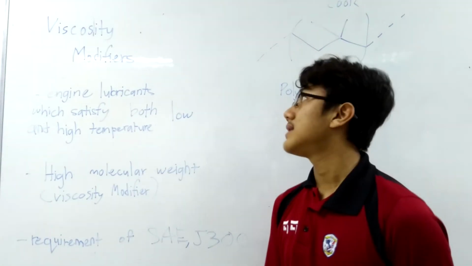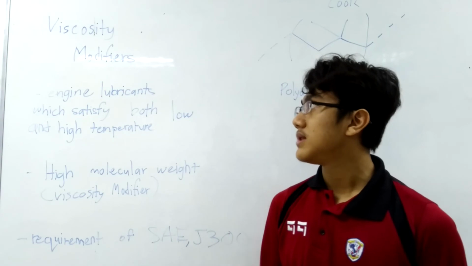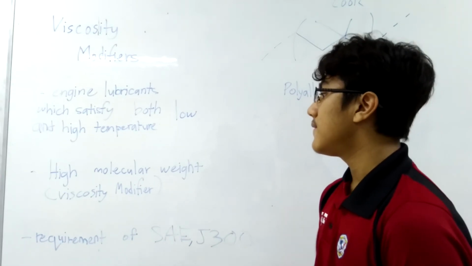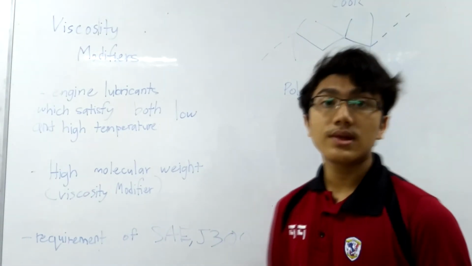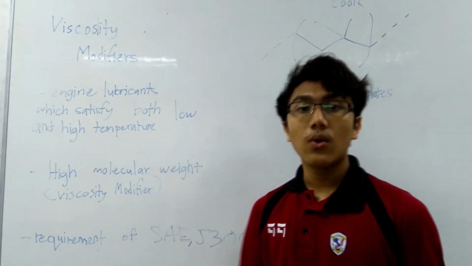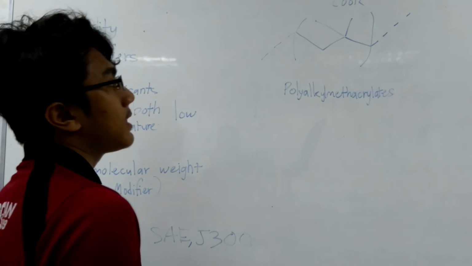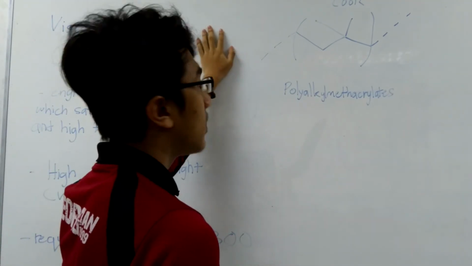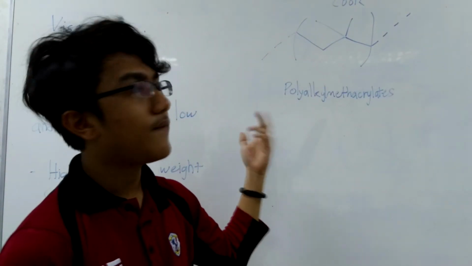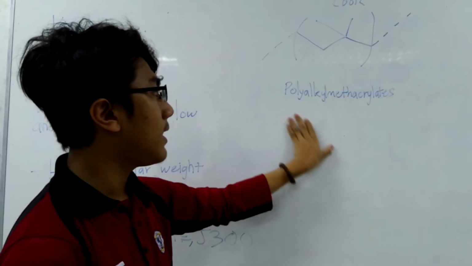Now let's move on to the next additive, which is the viscosity modifier. Upon researching, it is possible to create a formulation which can satisfy the requirement for the SAE viscosity classification system, to allow the engine lubricant to be used at both low and high temperature. We discovered that polyalkyl methacrylates can be used in both situations, and they also have a synergistic effect with the pour point depressant, allowing the oil to be used during both low and high temperature.